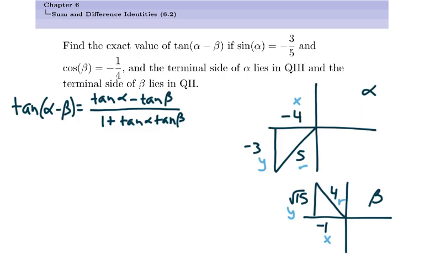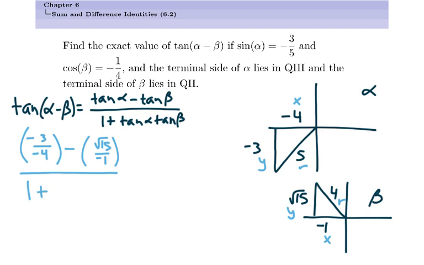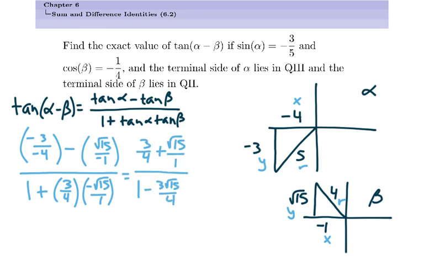So tangent of alpha is y over x minus tangent of beta, y over x. All over 1 plus tangent of alpha, which is really just 3/4. Negative divided by negative is positive. Tangent of beta is just negative square root of 15 over 1. Simplify the top and the bottom.